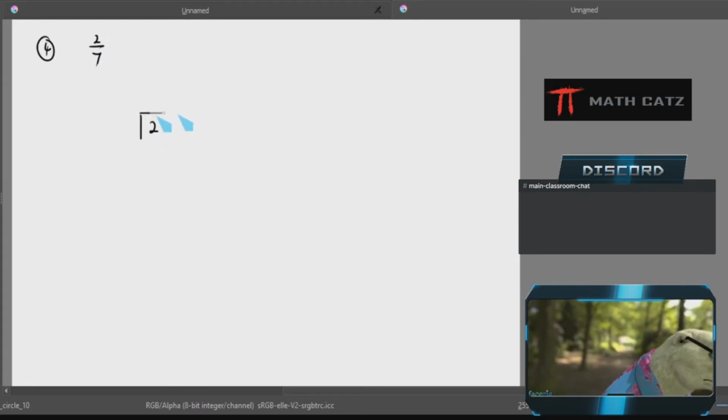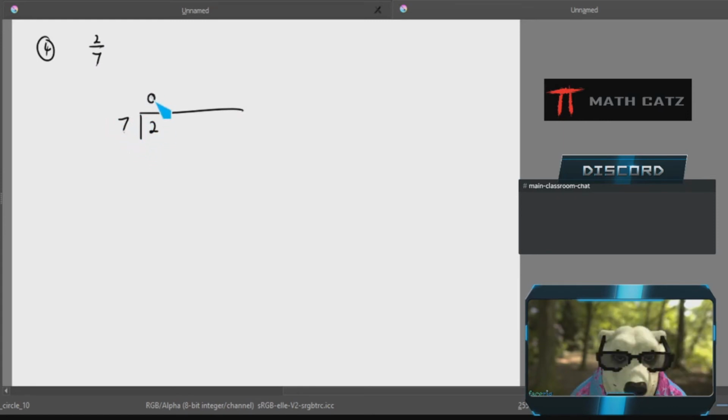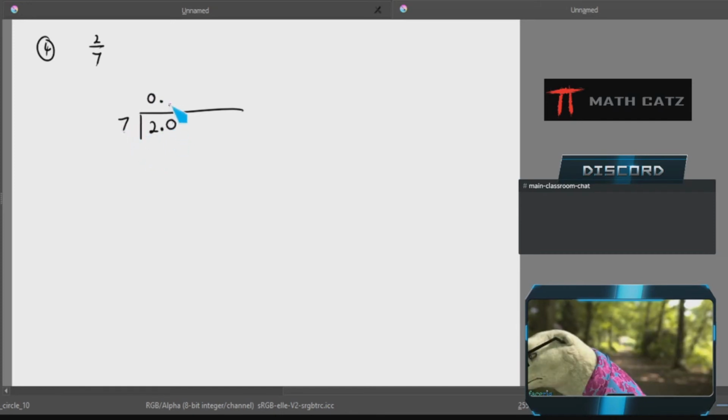2 is in the house. 7 is outside the house. Single digit, can't be that hard. 7 goes into 2 0 times. I need more zeros here. 7 goes into 20 2 times for 14.